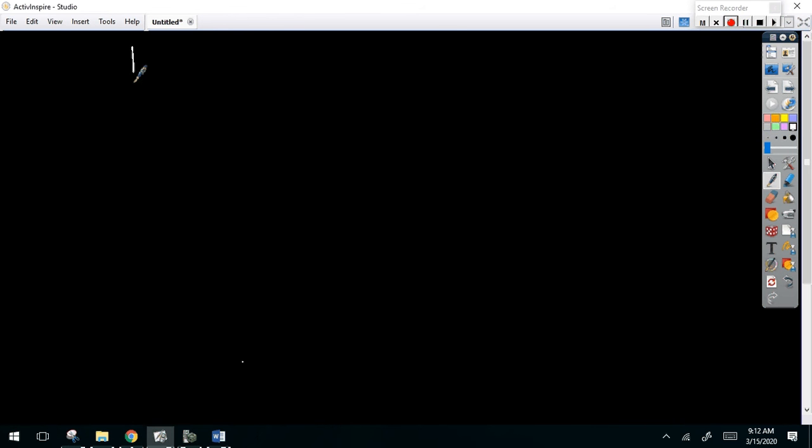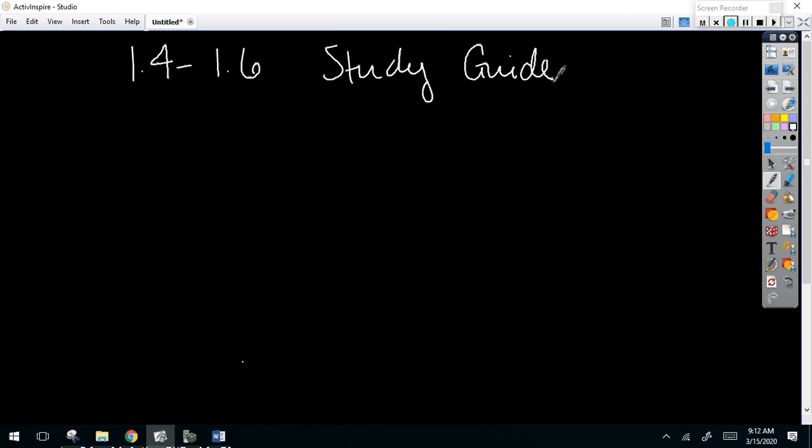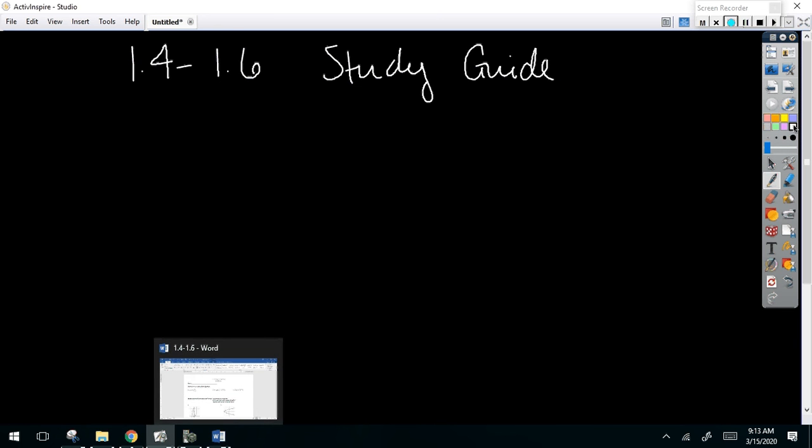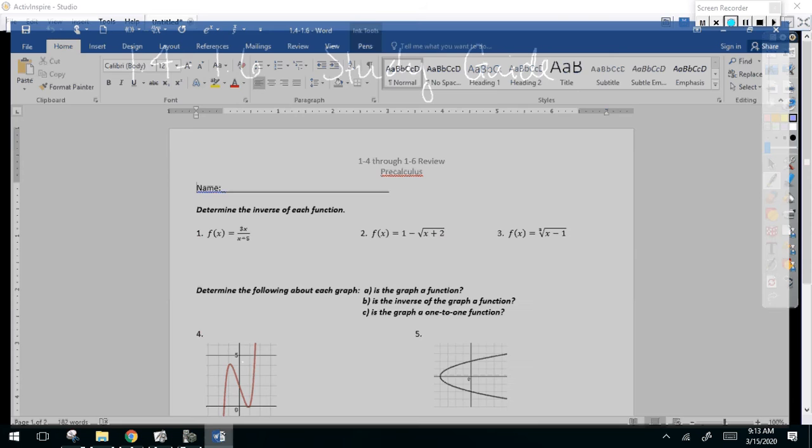Alright, so this is solutions for the 1-4 through 1-6 study guide for your test, and I'm just going to work through every problem for you. If you need to pause as we go, feel free to do that, and rework the problems, make sure you got everything right. But I'll try to go step by step on each one of these so you can see exactly what it is you need to do.